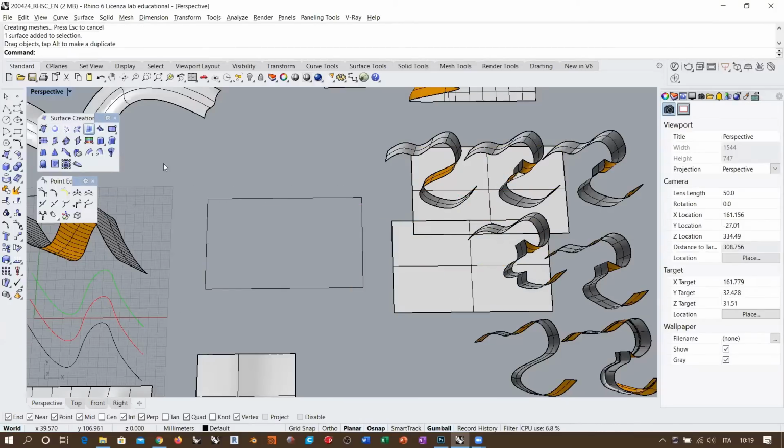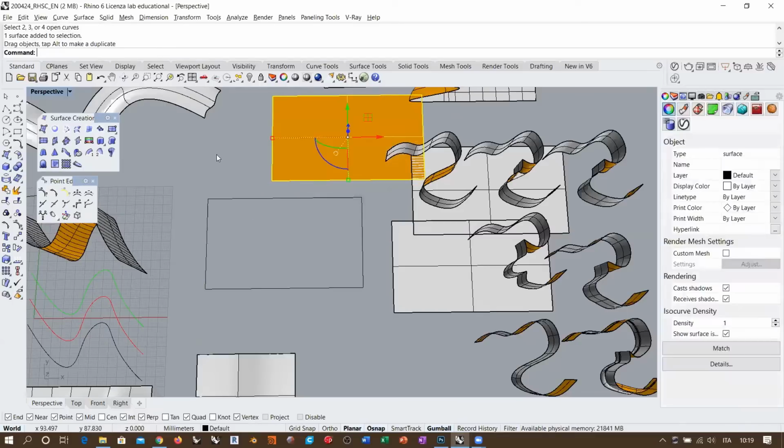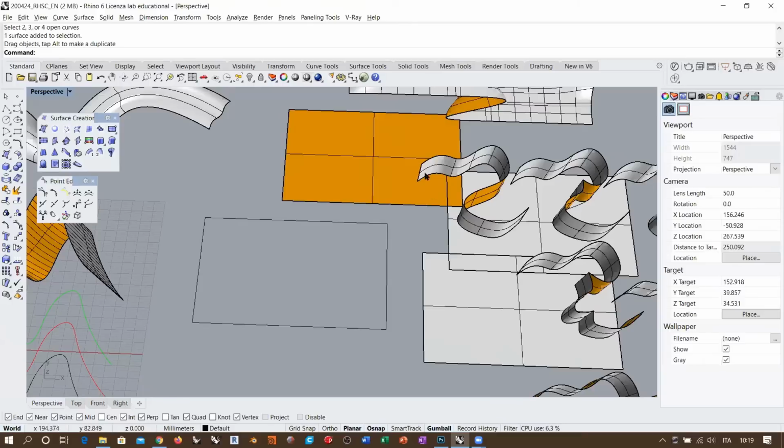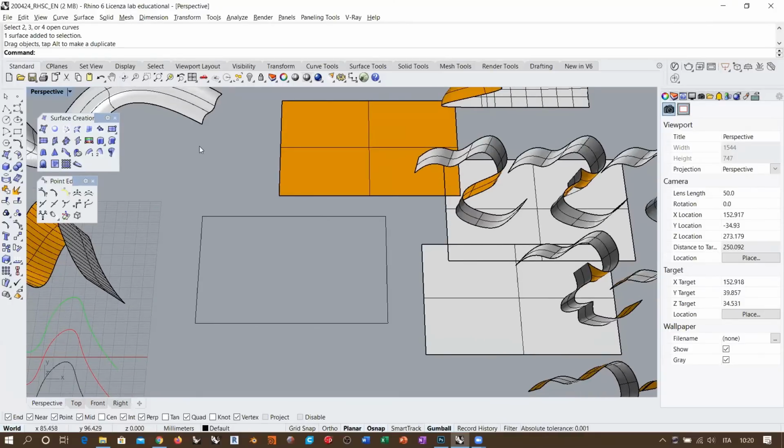I can use the surface from 4 edges, like using only 2 of them, or all the 4 edges, okay? And I get this result. It's flipped because of the orientation of the curves, but it doesn't matter. It's absolutely the same geometrical result.